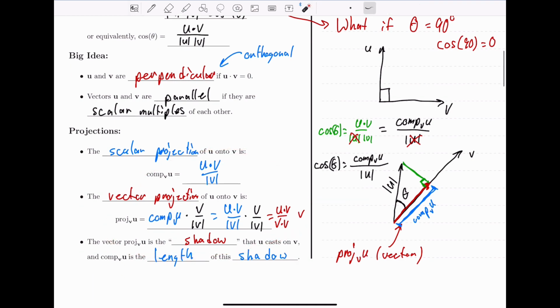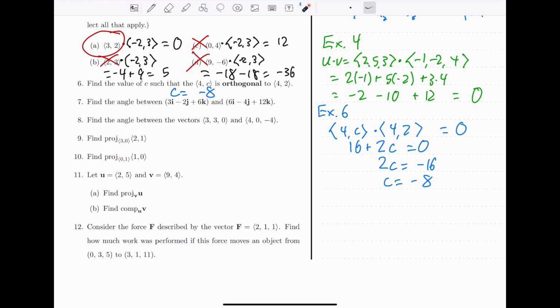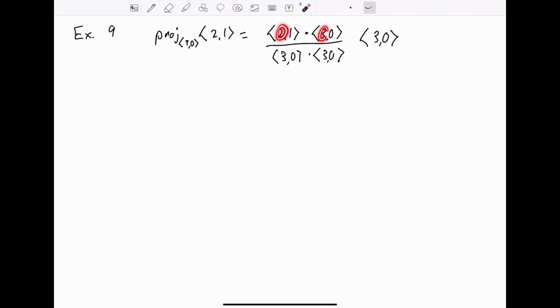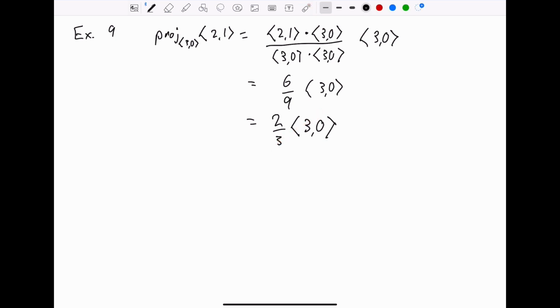Let's practice using these formulas in some examples. Let's solve example 9. We want to find the vector projection of the vector 2, 1 onto 3, 0. So 3, 0 is the vector that we've been calling v. 2, 1 is the vector we've been calling u. Using the projection formula, we're going to find 2, 1 dot 3, 0. In the denominator, we have 3, 0 dotted with itself. And we are multiplying all of this by the vector 3, 0. In the numerator, we get a dot product of 2 times 3 plus 1 times 0, so we just have 6. In the denominator, 3 times 3 plus 0 times 0, we just have 9. So 6 over 9 times the vector 3, 0. 6 over 9 is the same as 2/3. And if we multiply 2/3 by this vector using scalar multiplication, then the 3's will cancel and we just have the vector 2, 0.